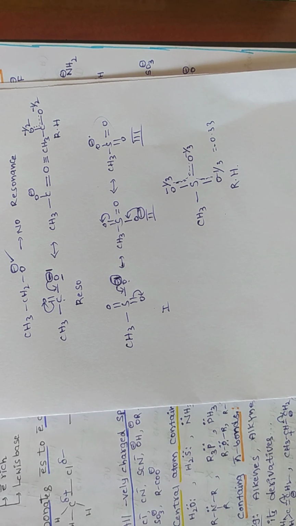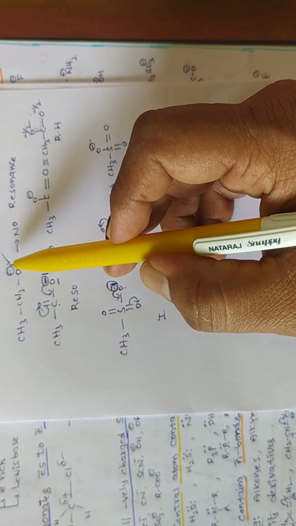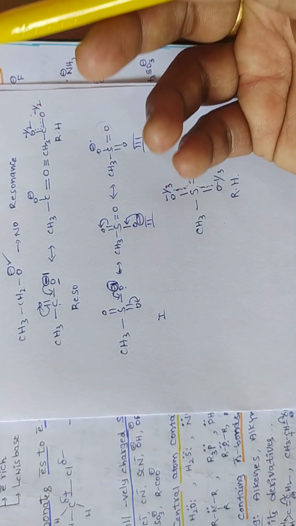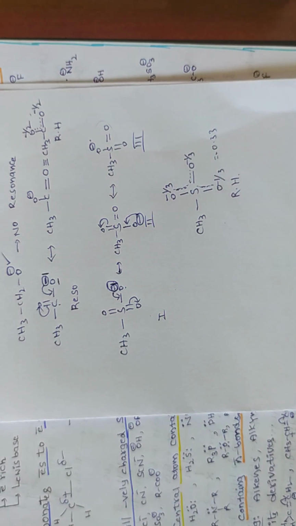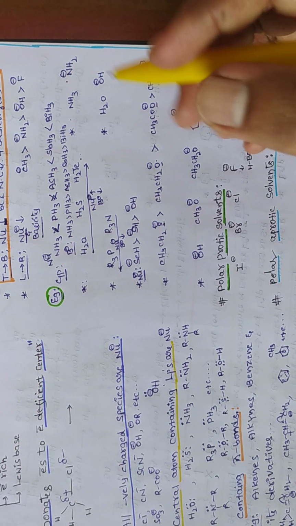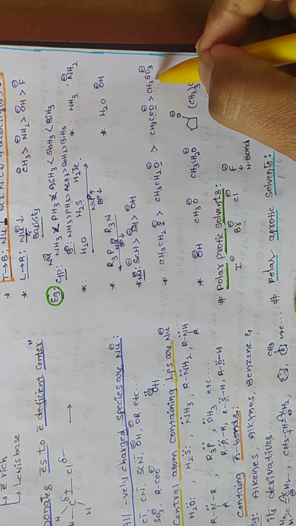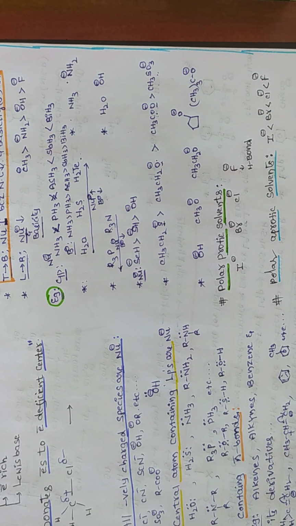When the negative charge decreases, there is less electron density on the oxygen. So its donating capacity is very, very less. Here it has a minus 1 by 2 charge, here minus 1 by 3 charge, and here minus 1 charge. Here more is the electron density, more is the nucleophilicity. Here less is the electron density, less is the nucleophilicity. Here there are 2 resonating structures, here 3 resonating structures. The more the resonating structures, the less the nucleophilicity.